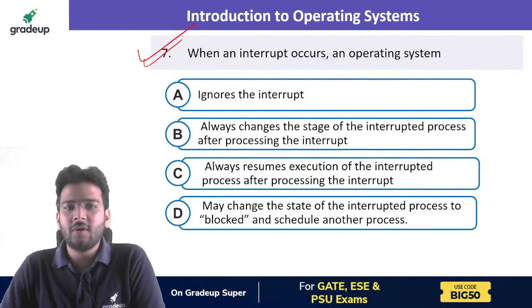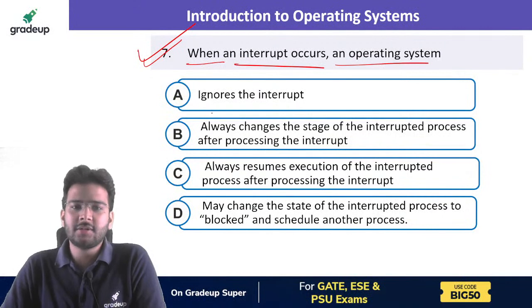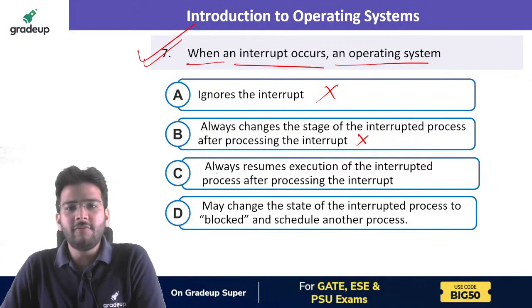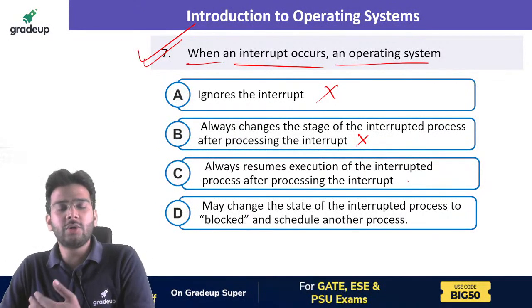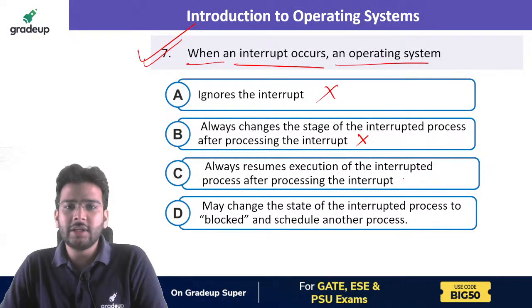Okay, let's see now. When an interrupt occurs, an operating system ignores the interrupt? No, right? Always changes the state of the interrupted process after processing the interrupt? No, right? Always resumes execution of the interrupted process after processing the interrupt? Is it mandatory that after you service the interrupt, you are going to resume the execution of the interrupted process? This is not mandatory. You are not going to do it always. It may or may not be. This is also incorrect.